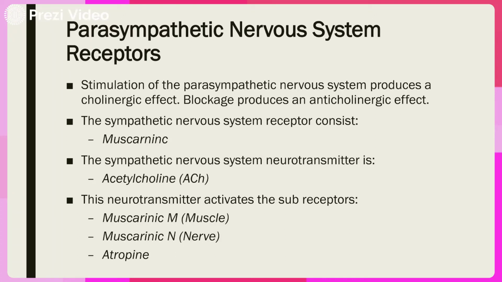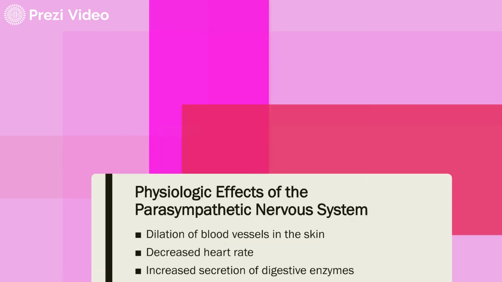This neurotransmitter activates the different subreceptors, which in this case will be your muscarinic M, your muscarinic N, and your atropine. And the easiest way to remember what will activate and what will not is: when you talk about M, it will activate your muscles, and when it activates the N, it activates your nerve, or it will facilitate the nerve conduction.